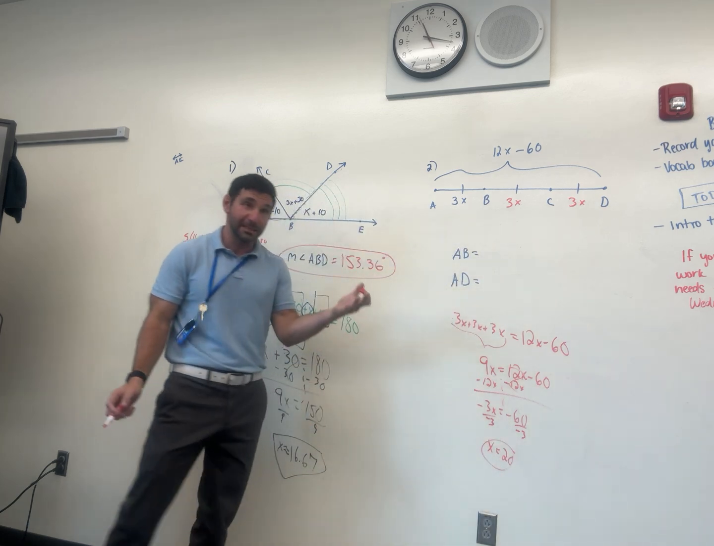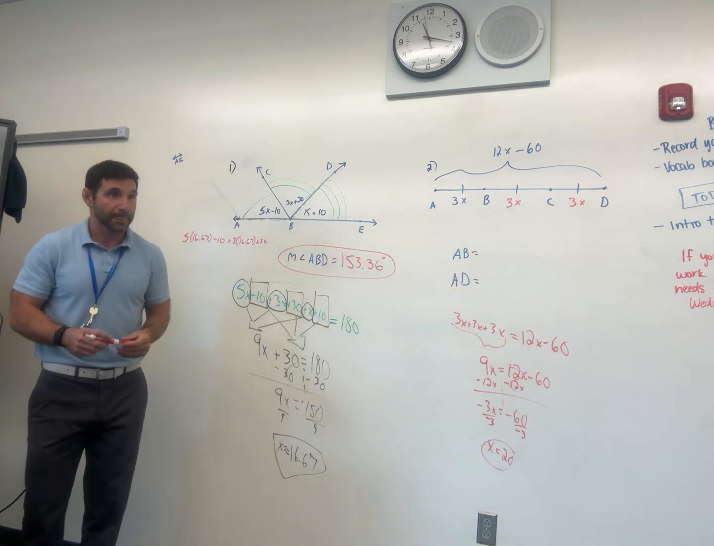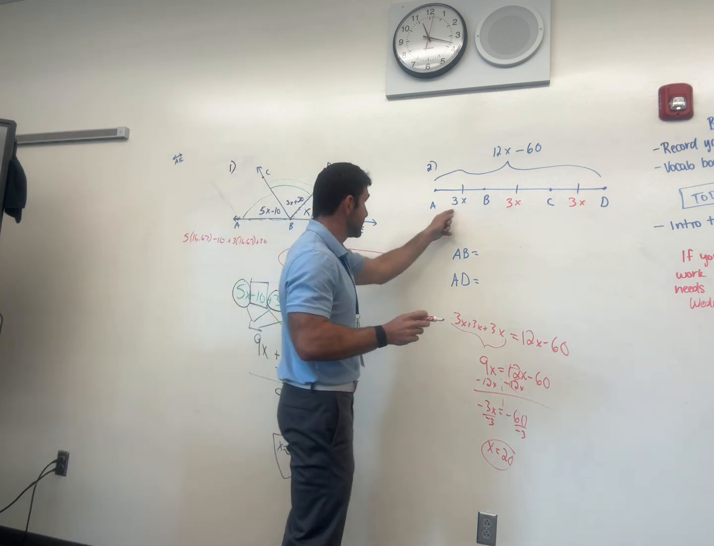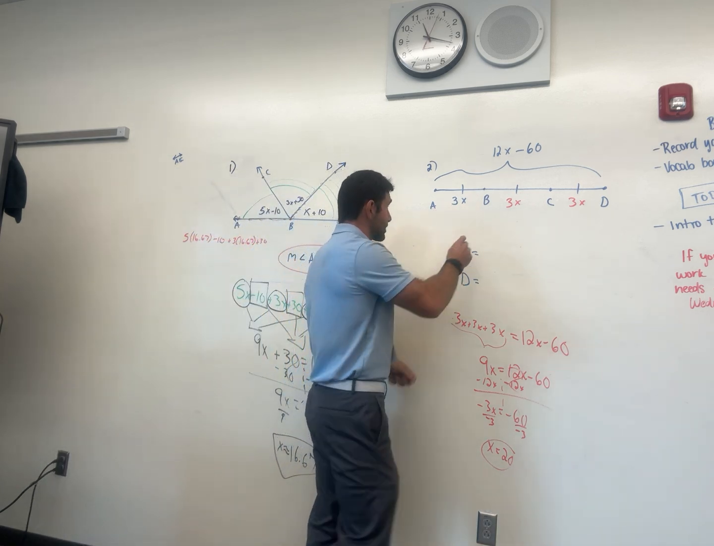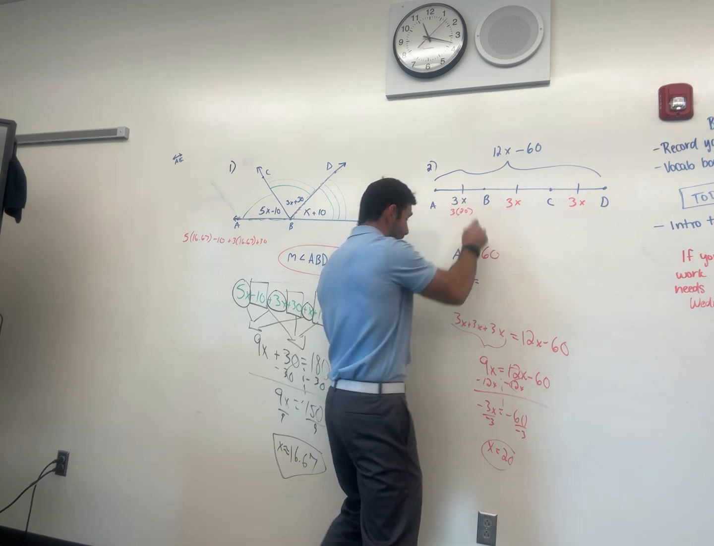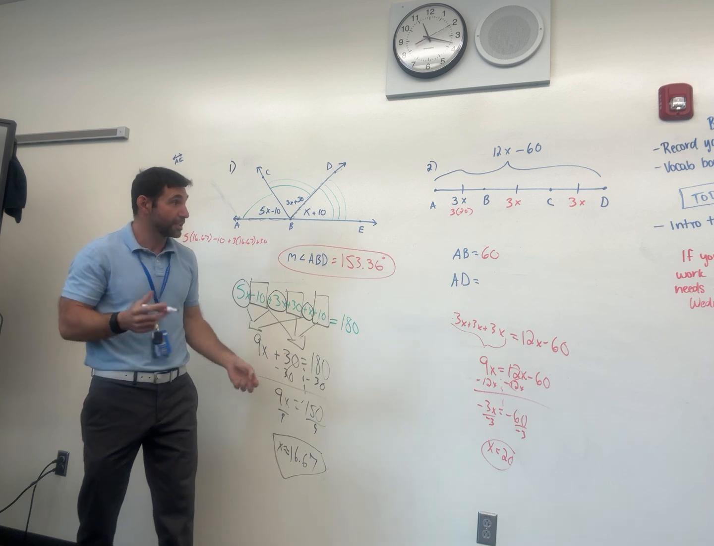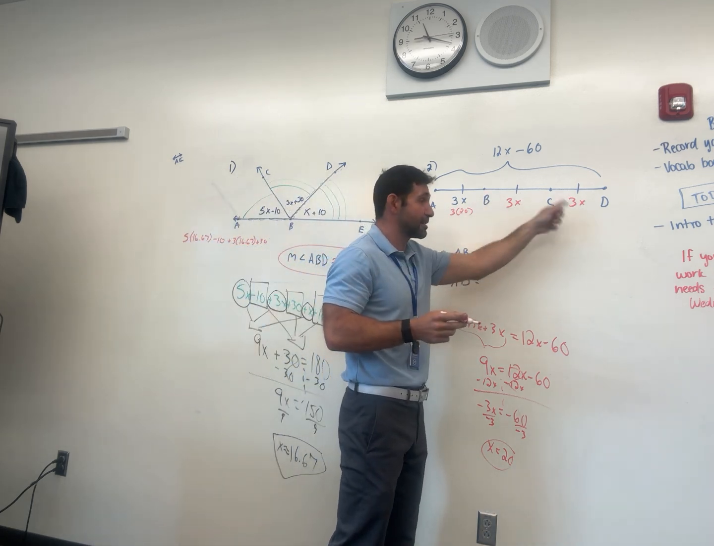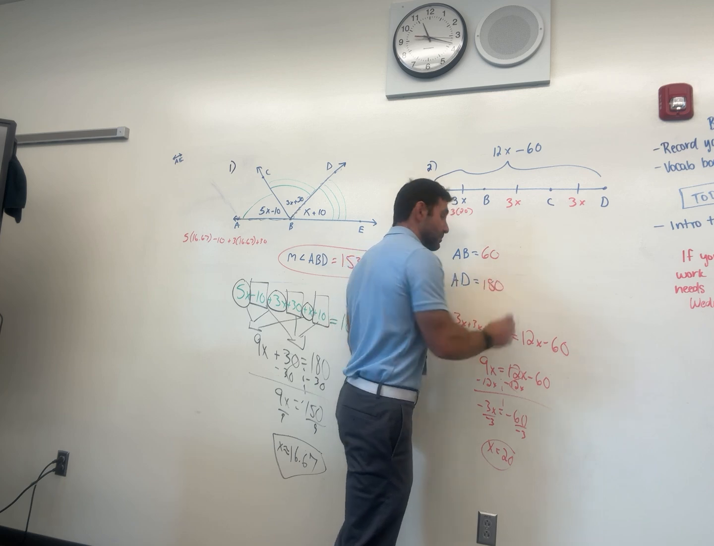That's all well and good, but that does not help me. AB is here. It says 3x, so 3 times 20 is 60. All I did was say 3 times the x that I found. 3 times 20 is 60. And then AD, if this is 60, this is 60, this is 60, it's 180.